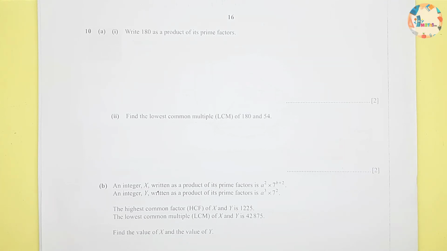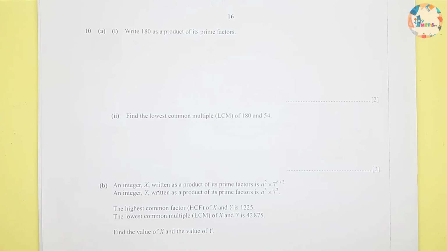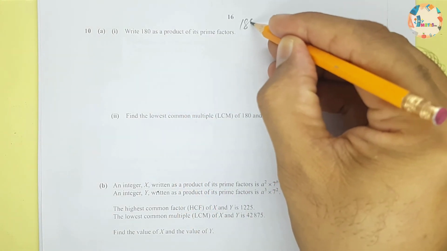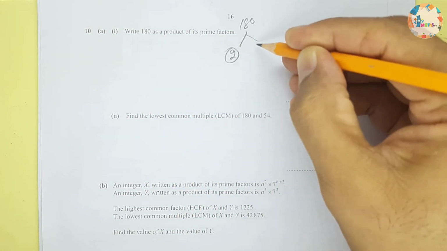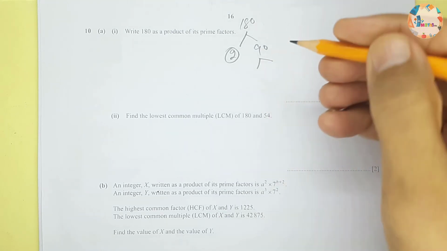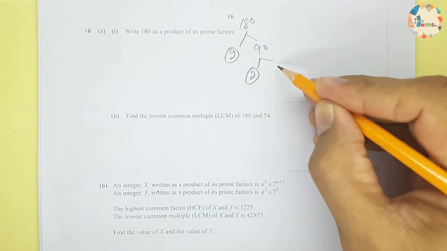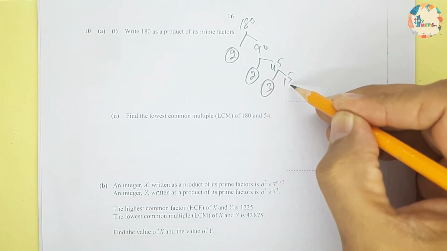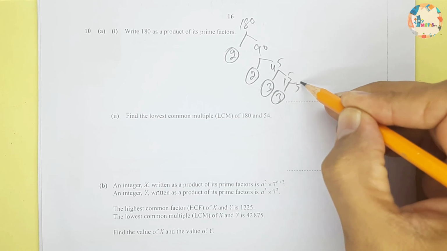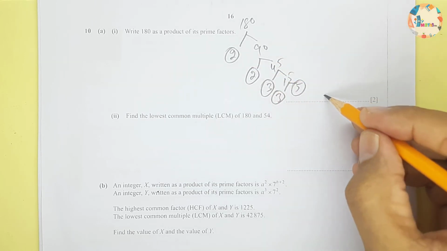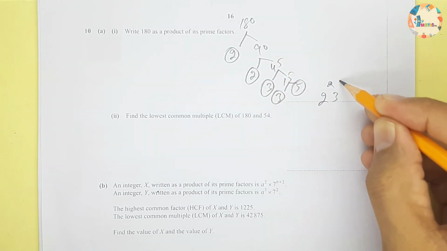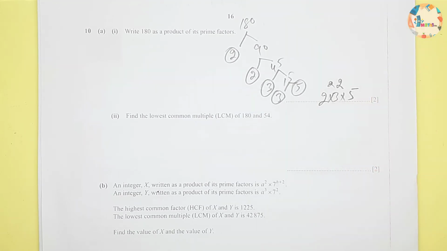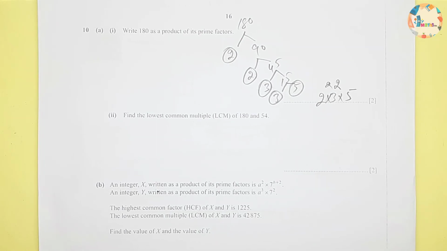Question number 10, last question of this paper. Write 180 as a product of its prime numbers. This is easy. 180 we can split into prime numbers, so this will be 2 into 45, then 3 into 15, and then 3 and 5. So this will be 2 raised to power 2, 3 raised to power 2, and 5. This will be the prime factors.